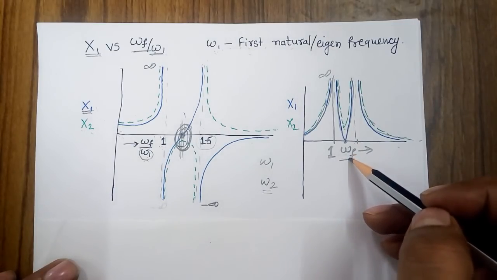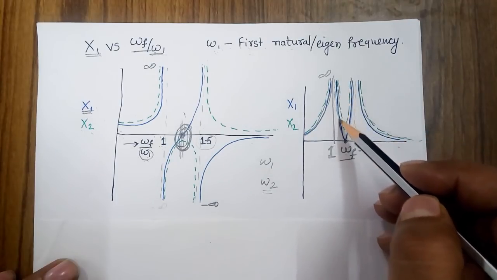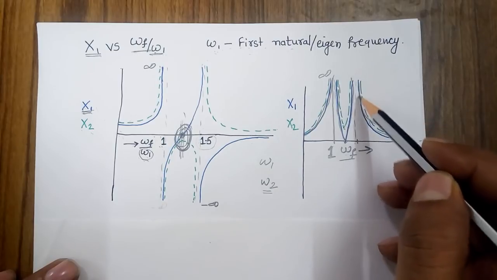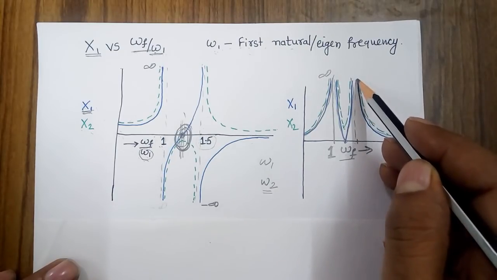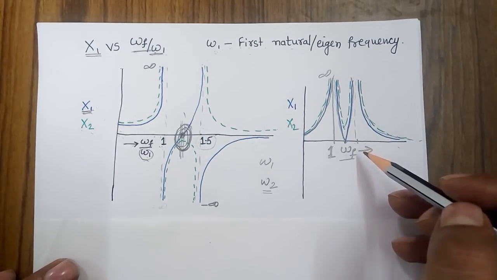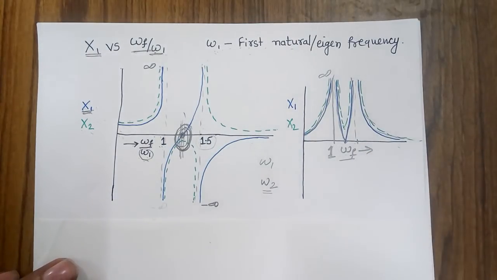When the frequency goes beyond, again the response will come close to zero, and again it will increase to the infinite value, and again it will come back to zero. And the second peak we will observe when the excitation frequency is close to the second natural frequency of the system. So now what is the significance of this curve?